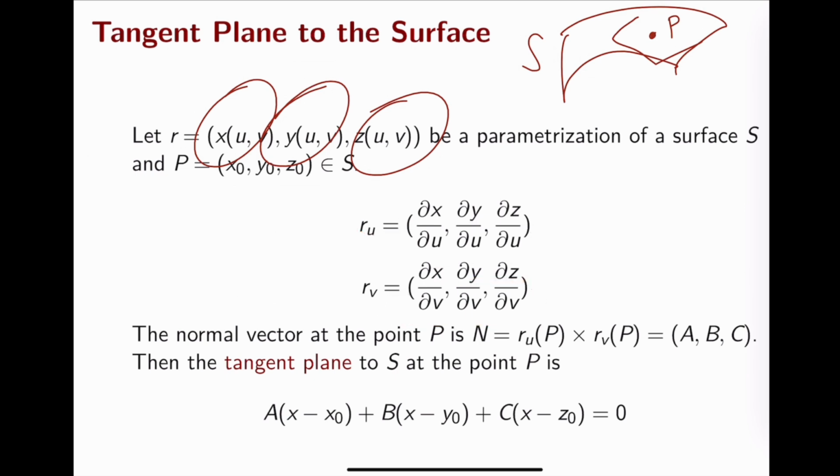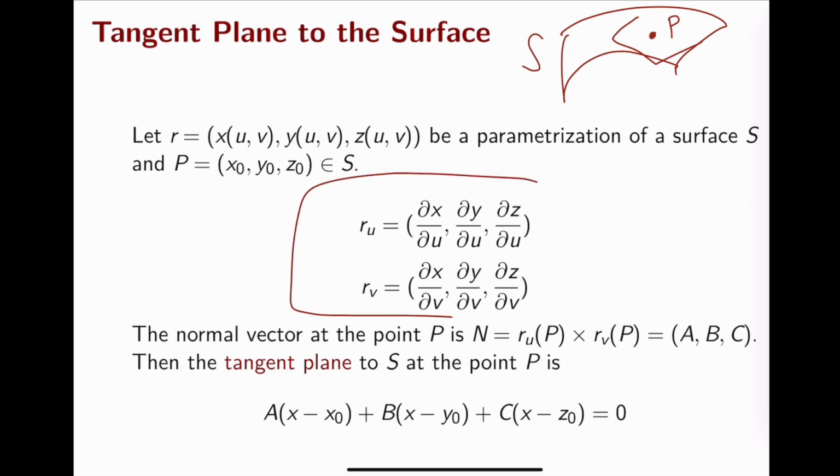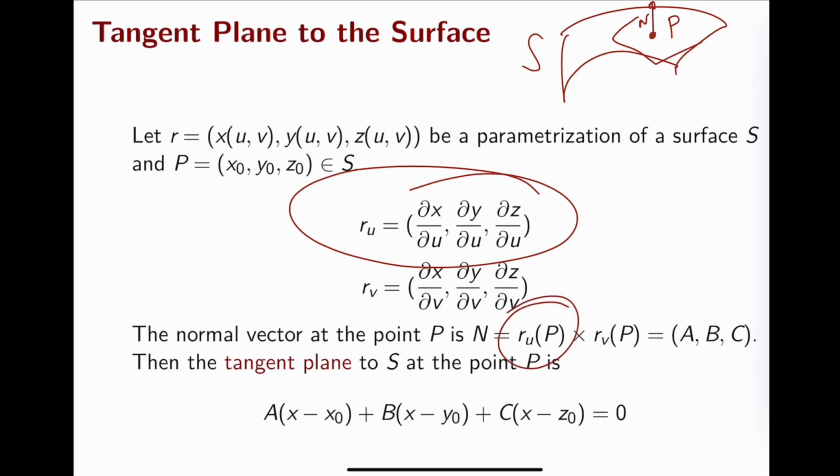So these vectors are going to be very important to determine the normal vector to the surface, the normal vector to the tangent plane. So this normal vector, let's call it n, is going to be given by r_u evaluated at the point P, and r_v evaluated at the point P, and doing the cross product between them. Remember that the cross product between two vectors gives a vector that is perpendicular to both. Okay, so that's the way to calculate the normal vector.